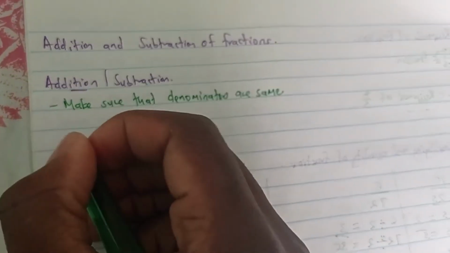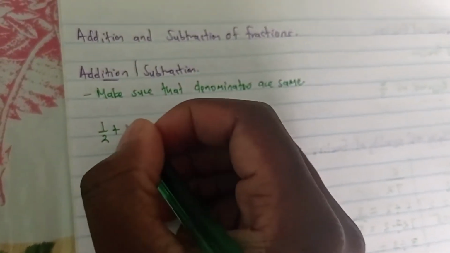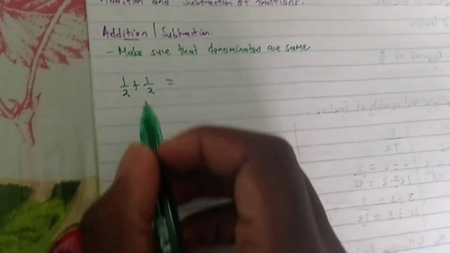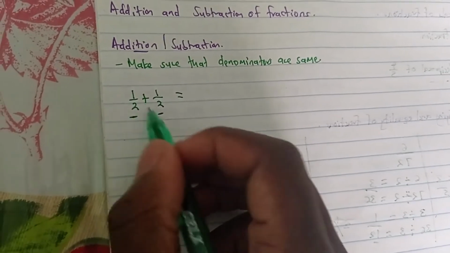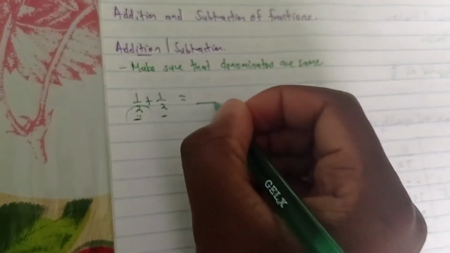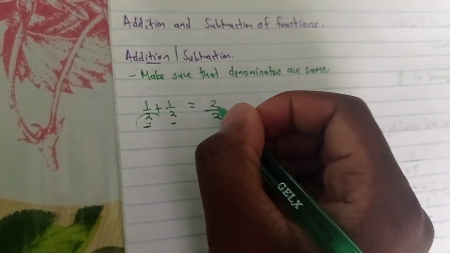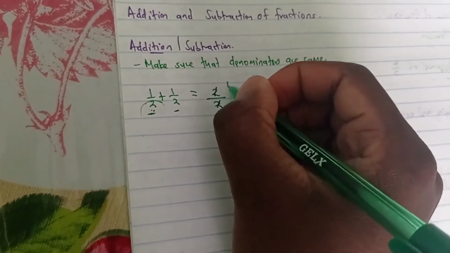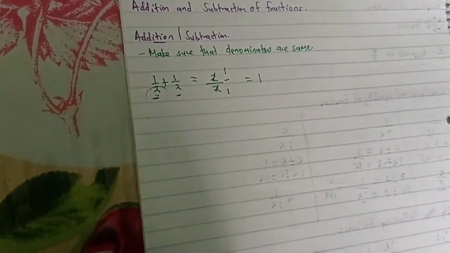You have been given 1 over 2 plus 1 over 2. The denominators are the same, and it's addition of these two fractions. So 1 over 2 plus 1 over 2, the denominator will remain 2. Then you add the topmost numbers, it becomes 2 over 2. And 2 over 2, when you simplify it, becomes 1 over 1, which is equal to 1.